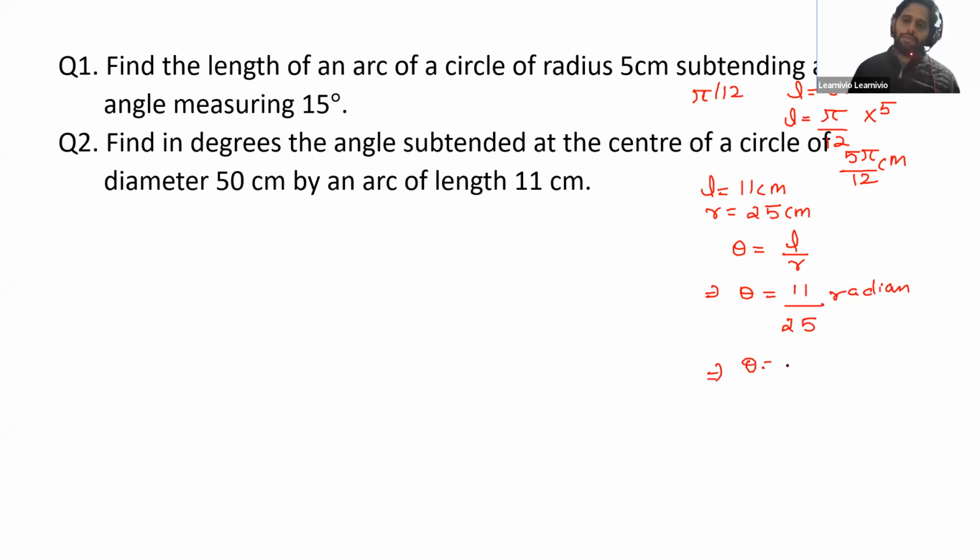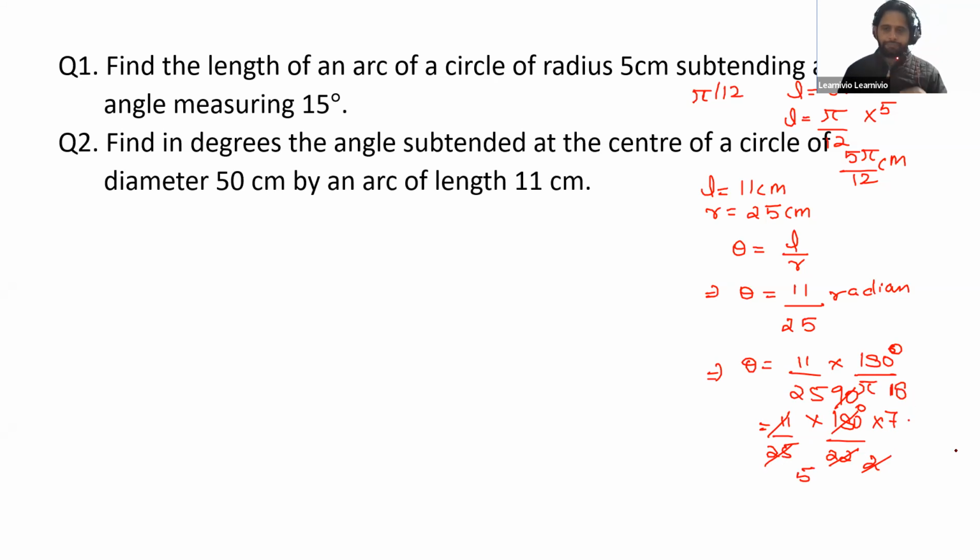So we will do theta is equal to 11 by 25, and then we will write 180 degree by pi. Now we put the value: 11 by 25 into 180 degree by pi, where pi means 22 by 7. Cancel this 11 with 11 2. This 290 cancels with this 5 5, and this will give you 1, and this will give you 126 by 5.